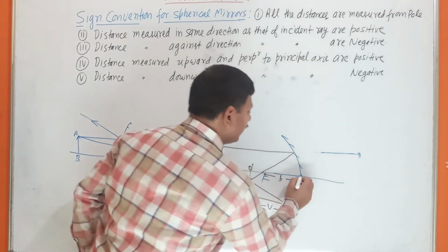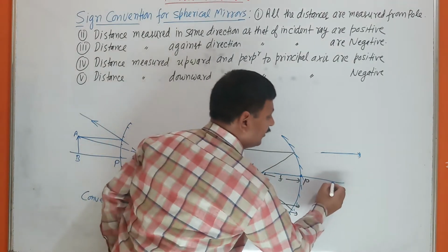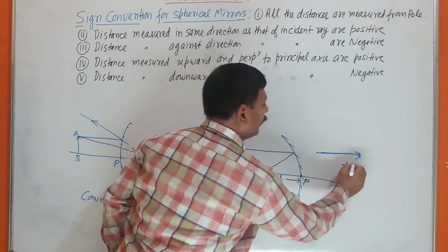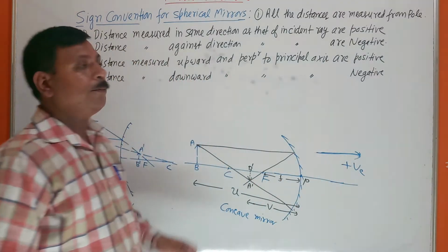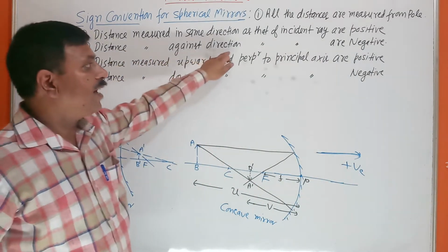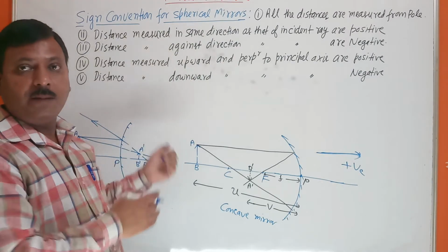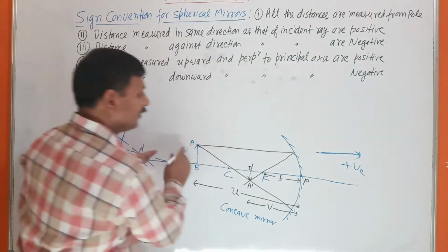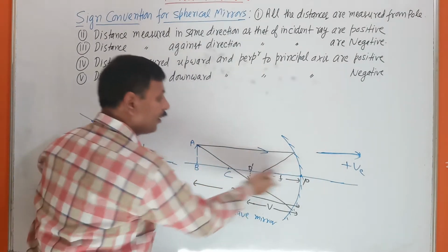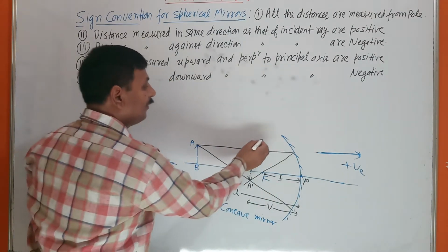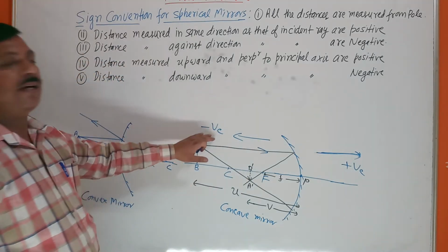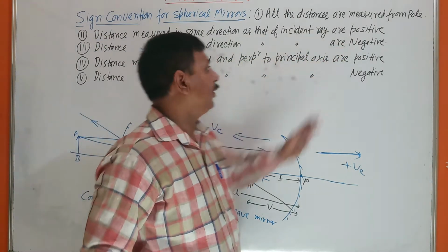So you can see this is the pole. If you are measuring distance in this direction from the pole, you have to take it as positive. Against the direction means the opposite direction. This is the direction of the ray coming. If you are moving towards the left in this direction, the distance you take as negative.